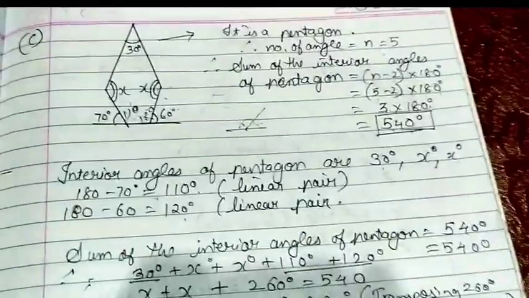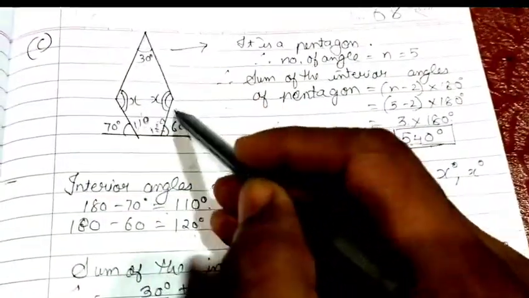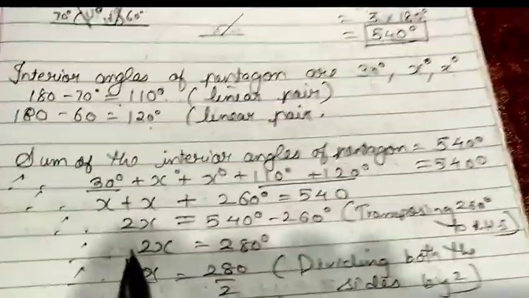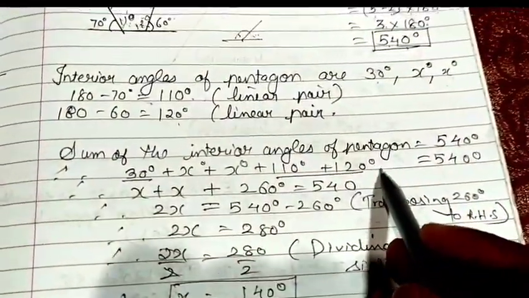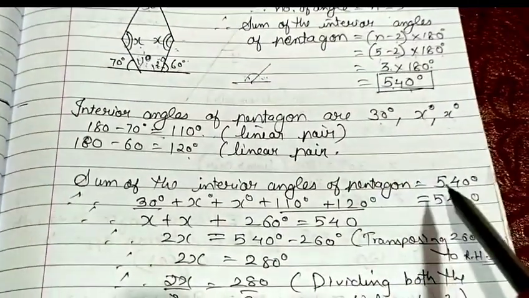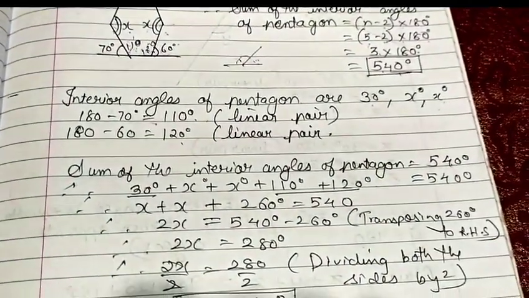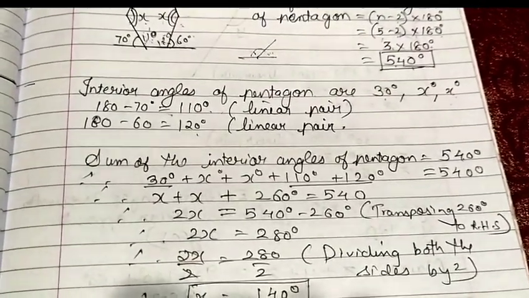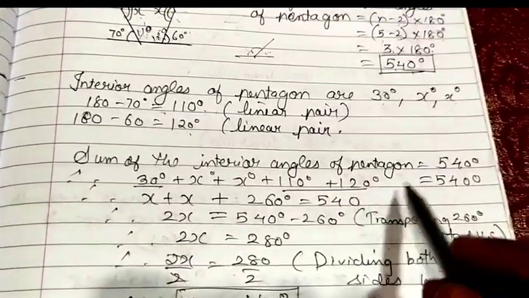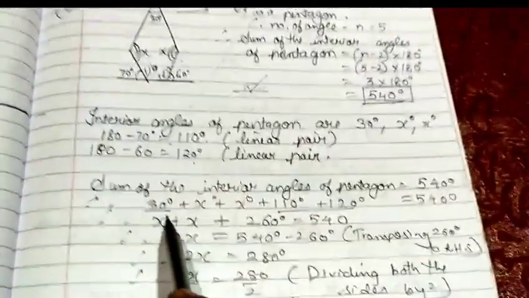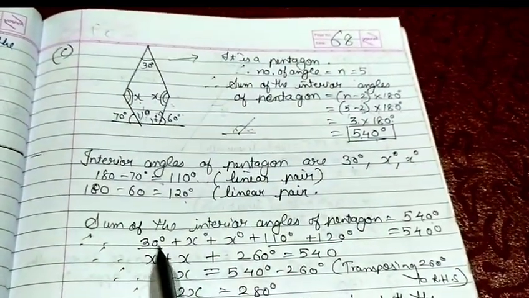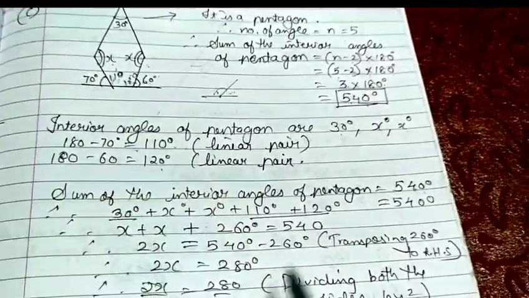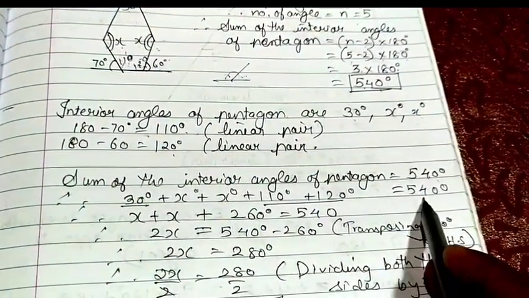Now what I need to do is add all the values so that we can easily find the value of this x. The sum of the interior angles of a pentagon, which we just found, is 540. Previously, the sum of the measures of all the angles of a quadrilateral was 360 degrees, but the sum of the interior angles of a pentagon is 540. Now write down, you have to add all the angles one by one. Therefore 30 plus x plus 110 plus 120 plus x gives 540.